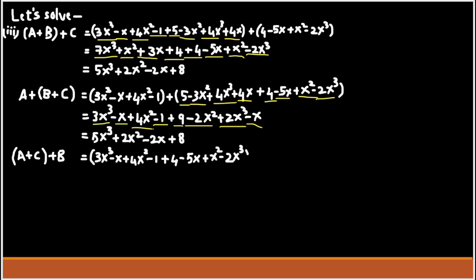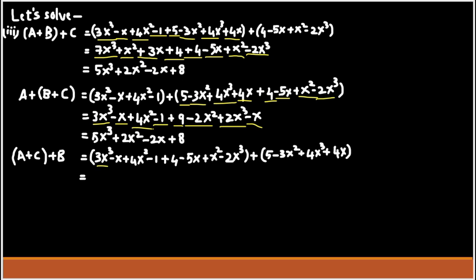Now let's solve (a plus c) plus b. Here we are adding a plus c first, then b is added to the sum of a plus c. So here the a and c polynomials are written, plus b. So let's add a plus c.